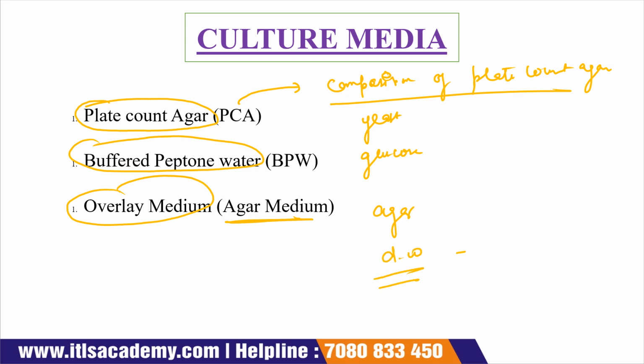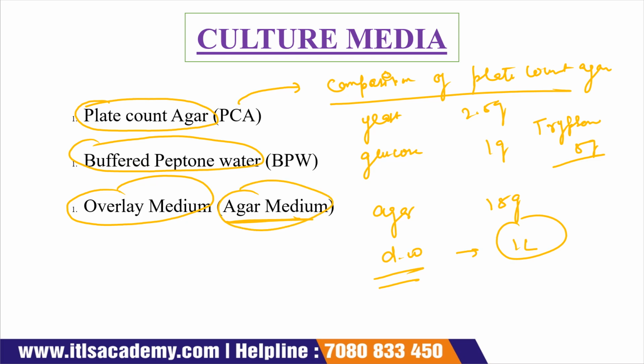If the distilled water is 1 liter, then the amount of agar is 15 gram, glucose is 1 gram, yeast extract is 2.5 gram, and one more thing, tryptone, which is around 5 gram. So this composition is for 1 liter. This is the composition of the plate count agar media. Buffer peptone water we have to use, and agar medium will be used.